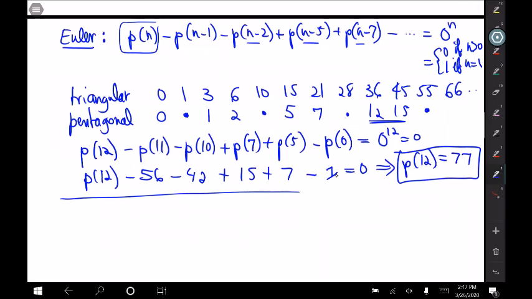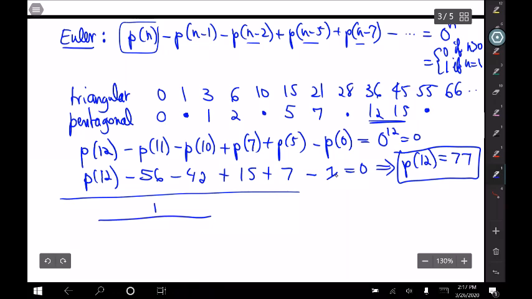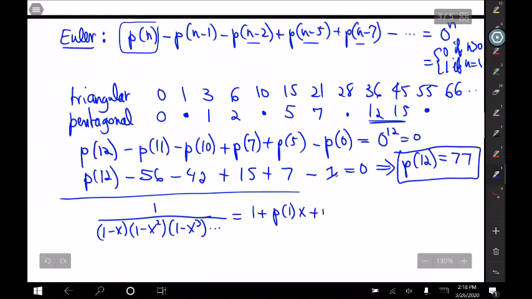Algebraically, this is the same as this one, believe it or not. 1 over 1 minus x, 1 minus x squared, 1 minus x cubed, and so on, an infinite product in the denominator, and this is apparently equal to 1 plus p of 1 x plus p of 2 x squared plus p of 3 x cubed, and so on, where p of n is the number of partitions, where order does not matter. How can I prove this?